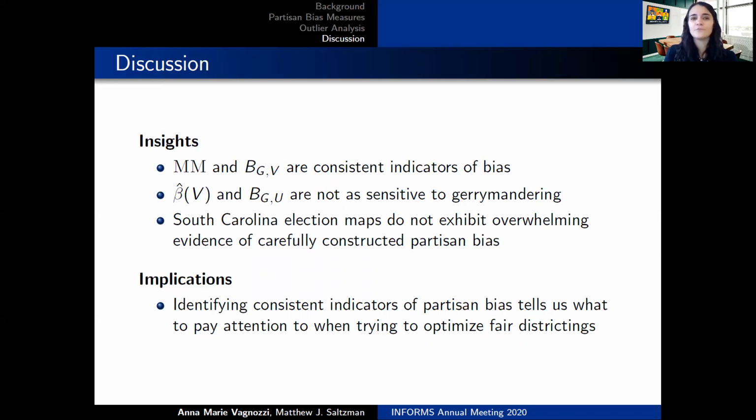This result is valuable because if we can identify consistent, reliable indicators of partisan bias, these measures can then be considered as quantities to optimize when constructing fair redistricting plans.